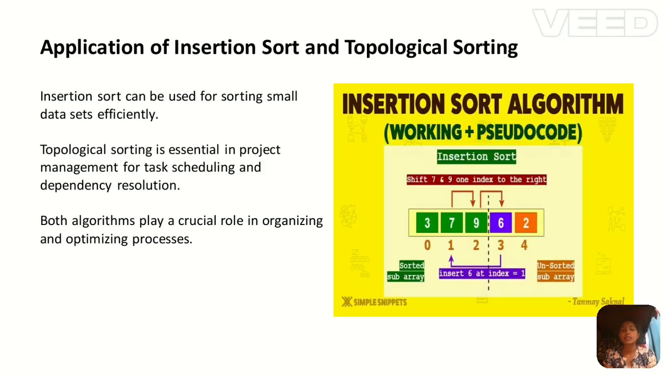Application of insertion sort and topological sort. Insertion sort can be used for sorting small data sets efficiently. Topological sorting is essential in project management for task scheduling and dependency resolution. Both algorithms play a crucial role in organizing and optimizing processes.